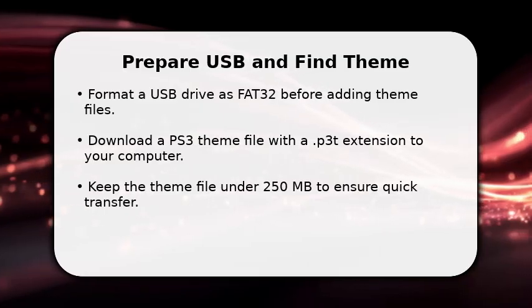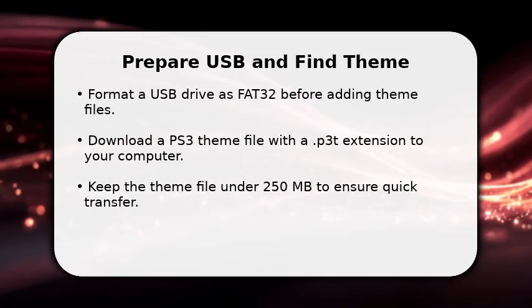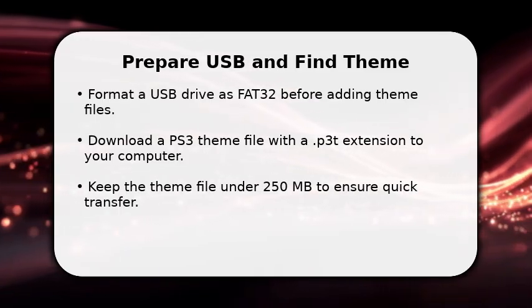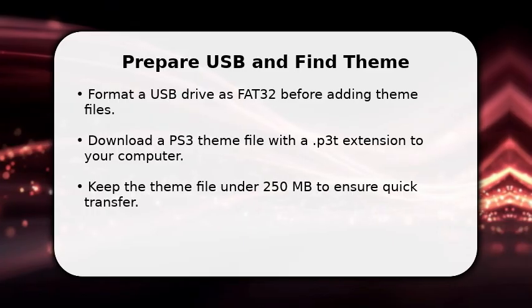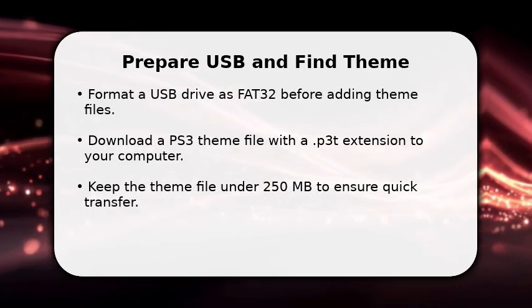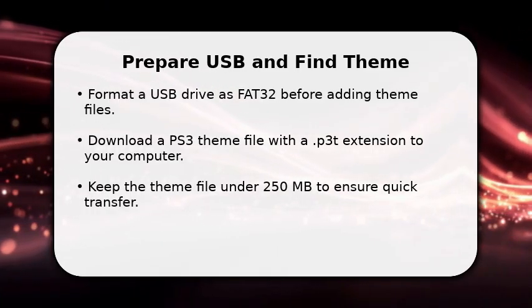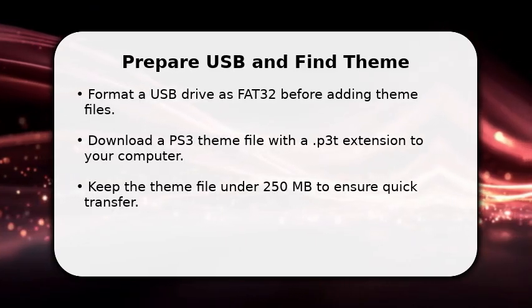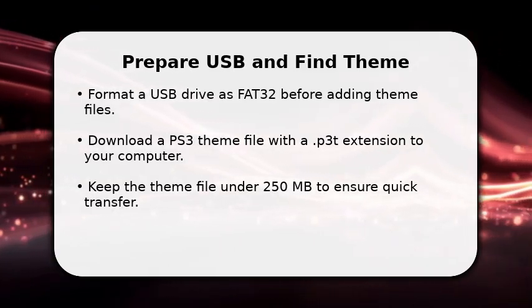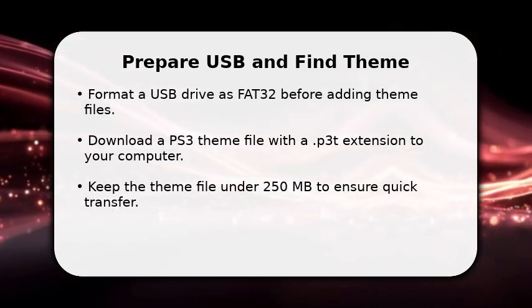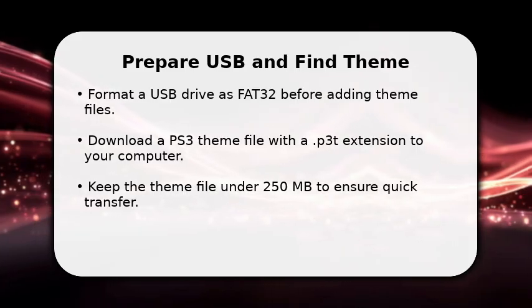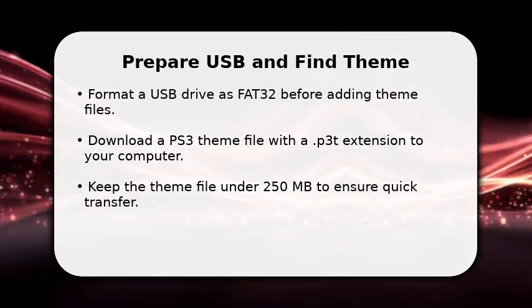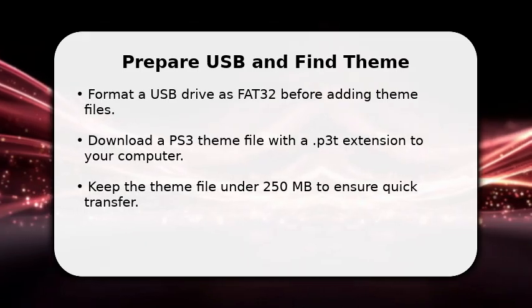Start by preparing a USB drive formatted as FAT32 for compatibility. Use a 2.0 or 3.0 USB drive with available space. On your computer, open a trusted theme site and locate a P3T file. Confirm the file name ends with P3T before downloading. Keep the file size under 250 MB to speed transfers and reduce corruption risk.